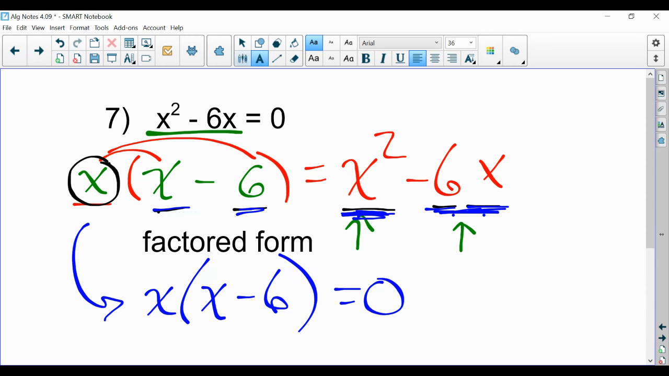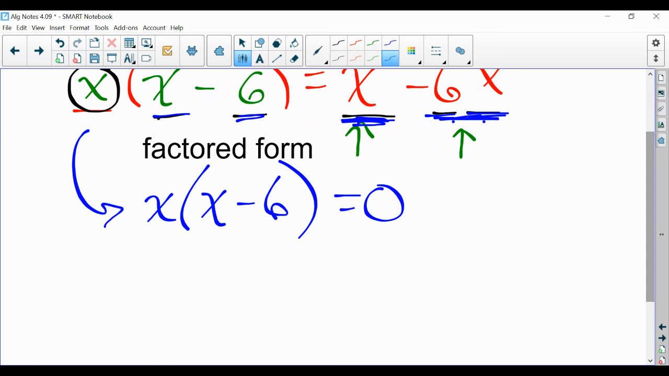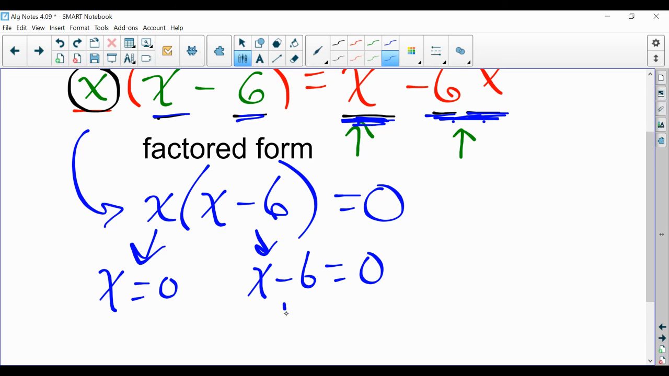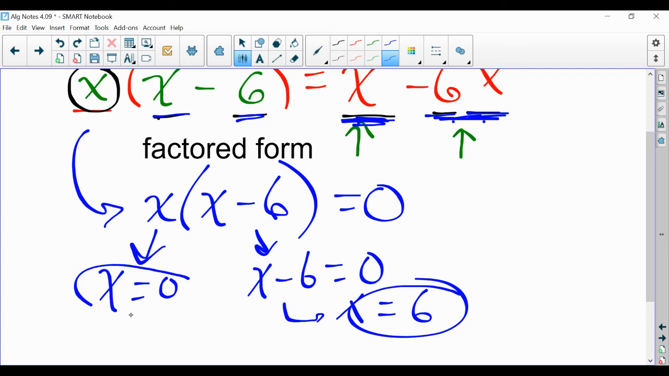Okay. Now this equation is ready to be solved the same way we solved the others. I have 2 things multiplied together to get 0. So one of them has to be 0. It could be that x is 0. It also could be that x minus 6 is 0. And if x minus 6 is 0, then that means that x is 6. So my 2 answers are 0 and 6.